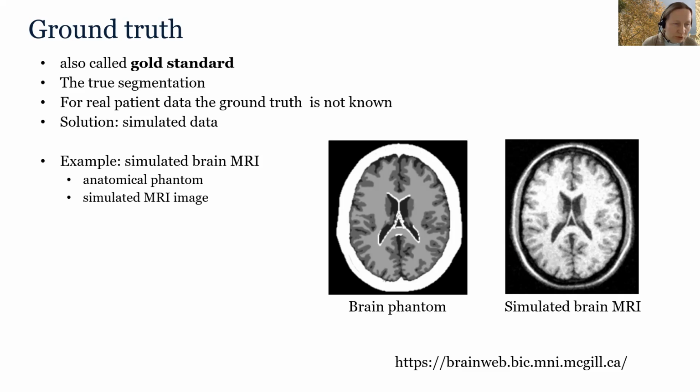We only can have ground truth segmentation for simulated data, and you can see an example of BrainWeb brain phantom here. So this phantom has a shape and tissue properties of a real human brain. And this is then put into MRI simulator to simulate an MRI image, which is a fake image, but it's kind of realistically looking. And then we can use this kind of simulated MRI to test our techniques and have the ground truth segmentation available.